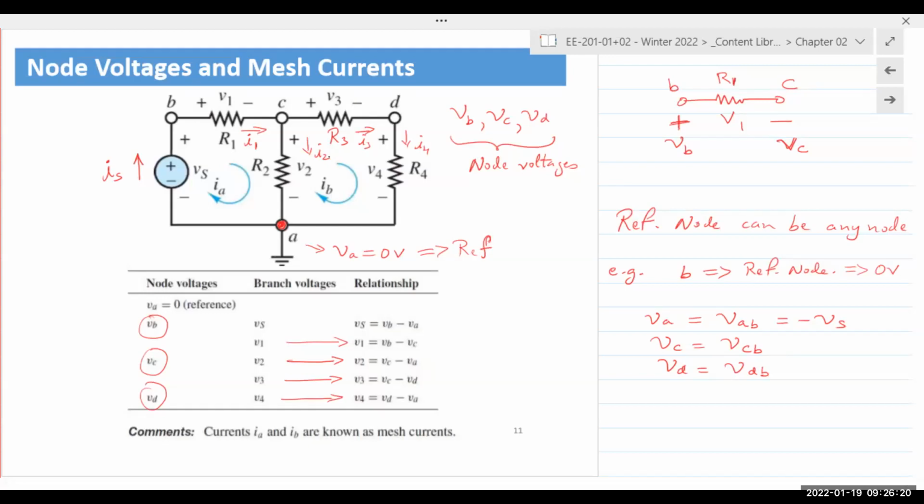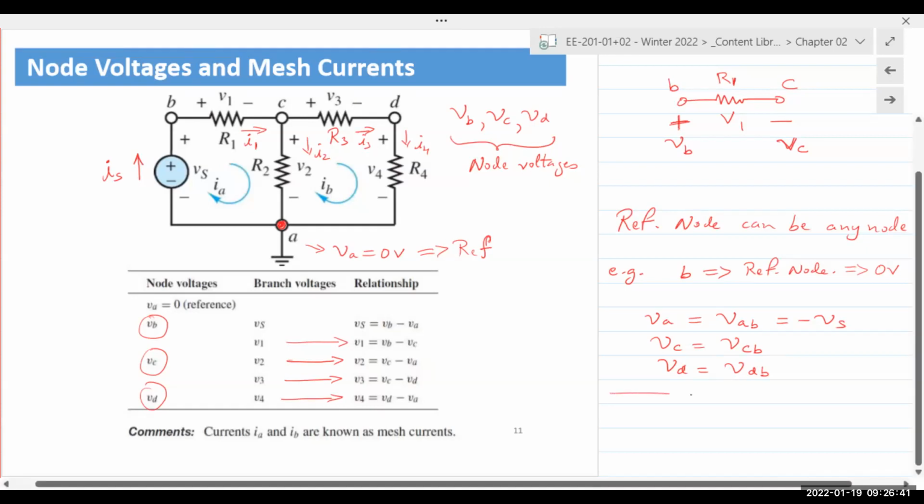Now, the current directions are assumed, but the assumption is based on logic, right? For the power supply, voltage supply Vs, current will always go from minus to plus, so it's going in the upwards direction. When it goes up, it only has one pathway to flow through, meaning through R1, going from left to right, and then to all the resistors. So all of the current directions are assumed. Okay, so all of these are branch currents.